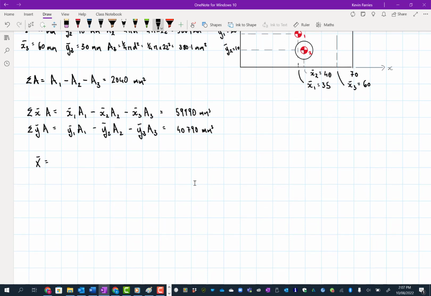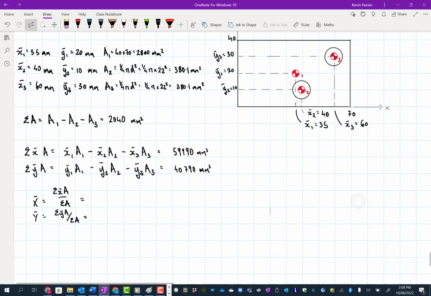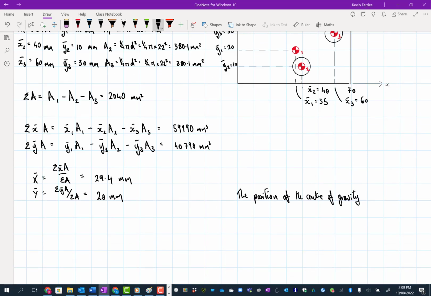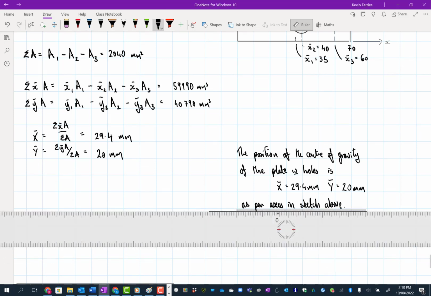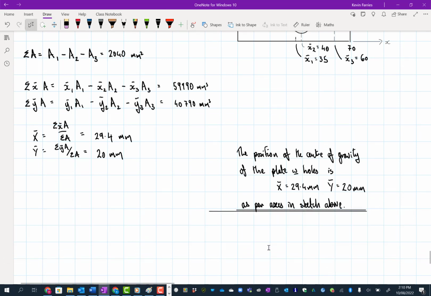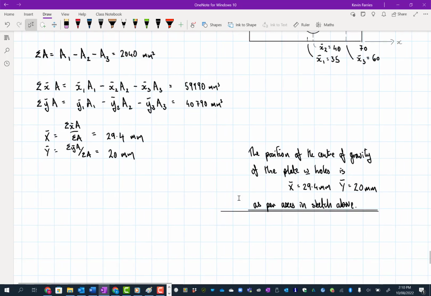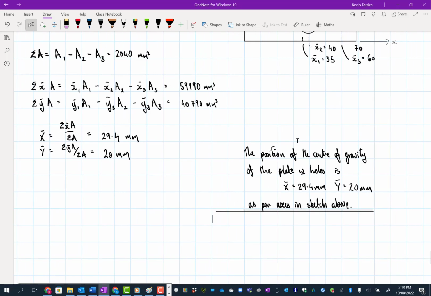And so therefore we can figure out the final answer now. The position of the centroid of the composite shape is the sum of x bar times a over the sum of a, and we'll figure that out, and the y is equal to the sum of y bar times a over the sum of a. We'll figure that out, and then we'll have finished. I'll write my answer and we're all done. Okay, so that's complete. We've got our answers.